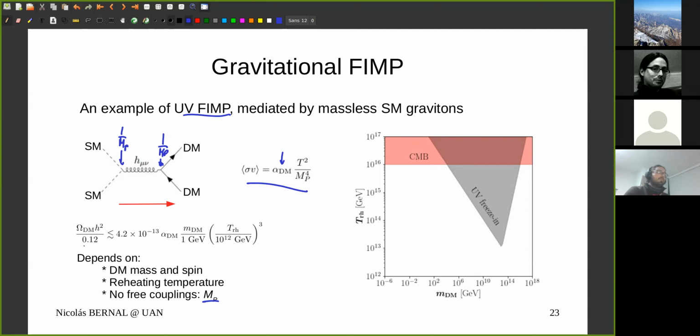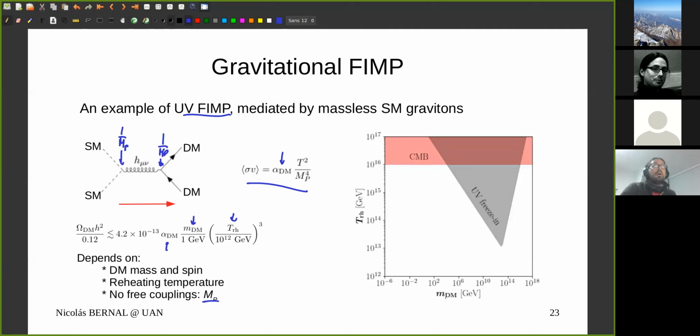So you can compute this relic abundance via the exchange of gravitons, and it will depend on the spin, so alpha, on the dark matter mass, and on the reheating temperature, and basta, finito. That's it.